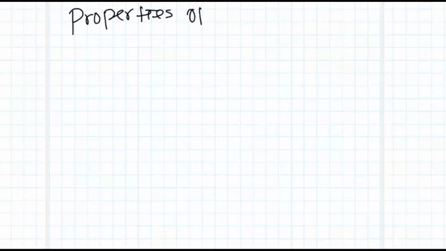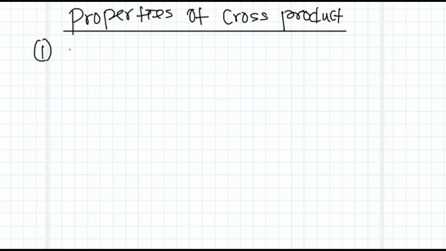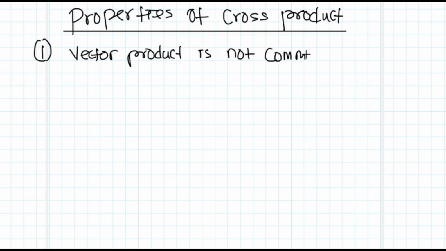Properties of cross product. Let's look at the properties of vector products. So what are the properties? This is how we can compute the properties. Number one, the vector product is not commutative, okay? Not like scalar products.